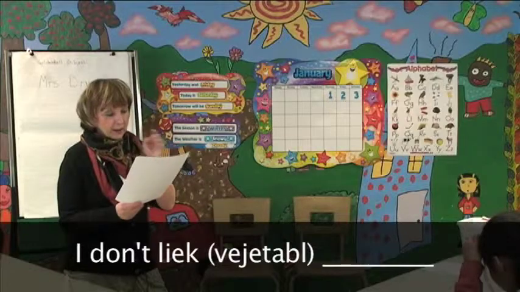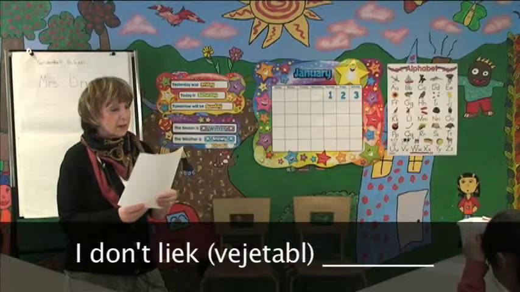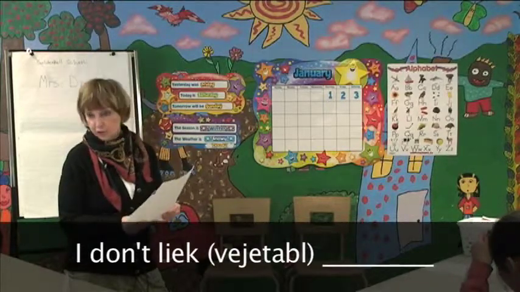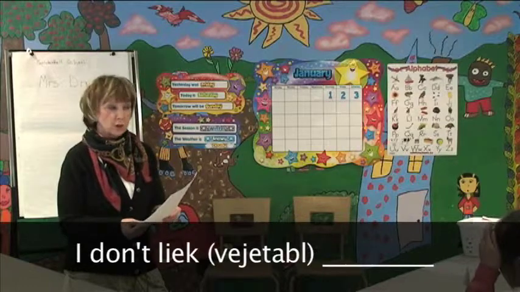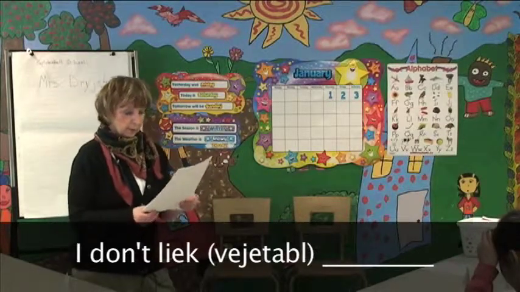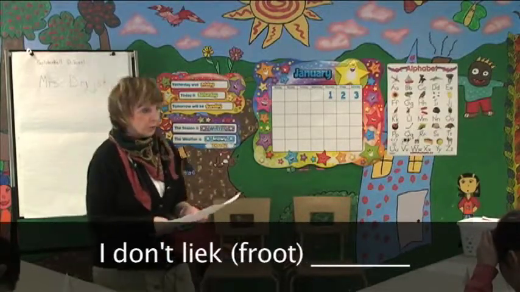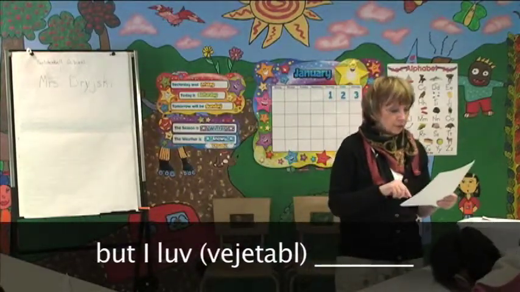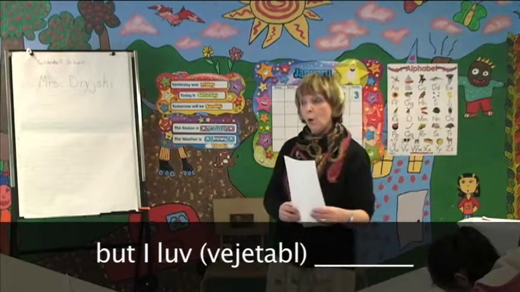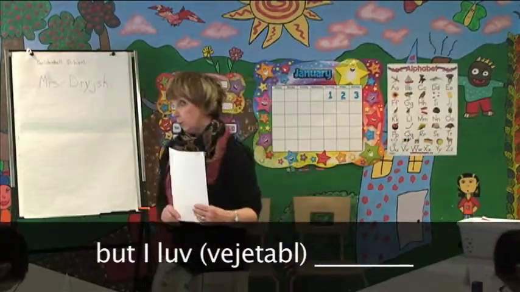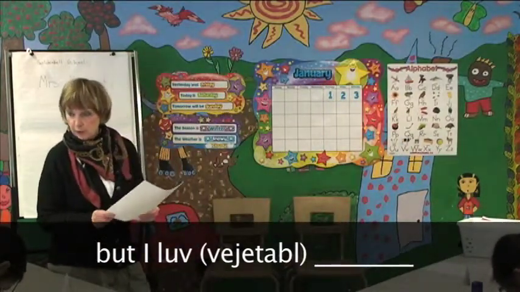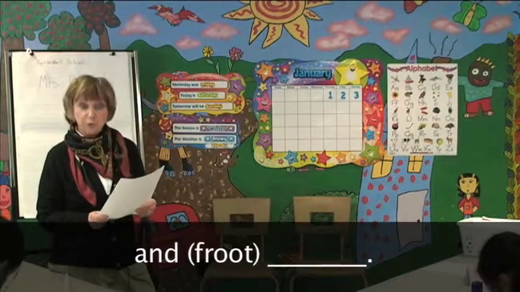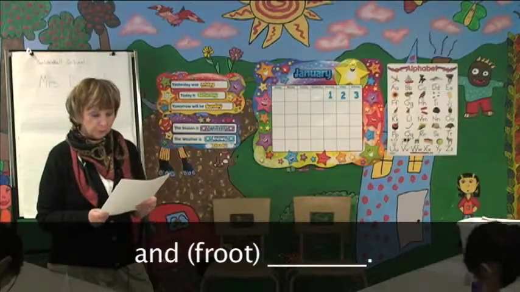And then under that it says, I don't like, and then I want you to name a vegetable that you do not like, and a fruit that you do not like. And then underneath that, I want you to tell me what vegetable you really, really like. What vegetable do you love? And what fruit do you really, really like a lot?